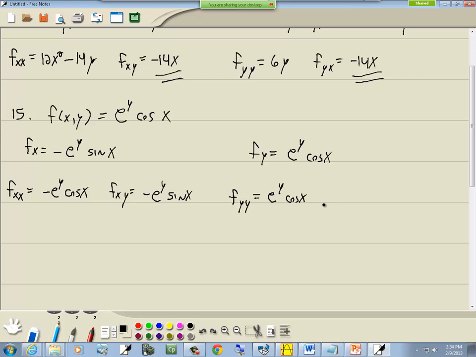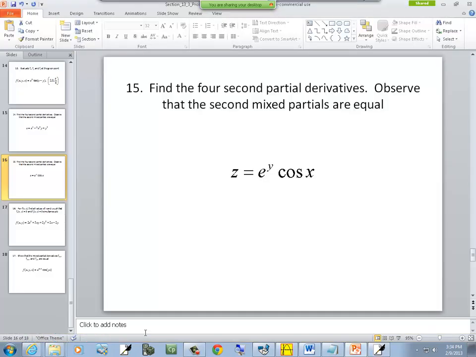And then if I take the derivative of this with respect to x, partial that is, the e to the y is a constant, so it stays there, and the derivative of cosine is negative sine. So this becomes negative e to the y sine x. And notice this now matches this, which is what they're indicating to you to notice. Observe the second mixed partials are equal.